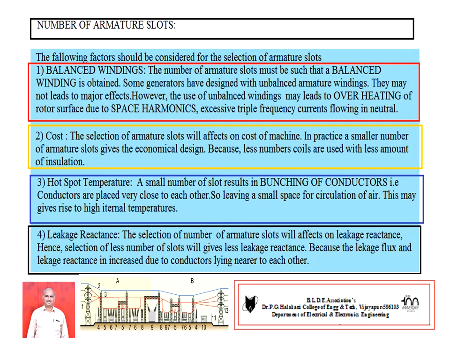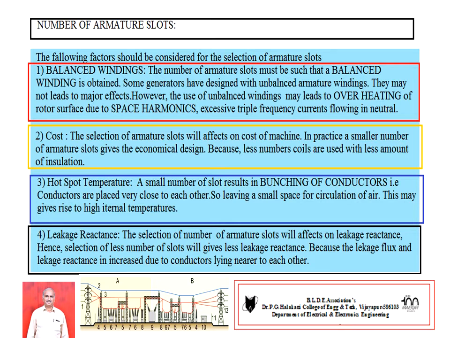So next, a very important concept, the choice of armature slots. It is very important as per the consideration of exam. It may be asked for 8 to 10 marks. First you make the list, then again you go on discussing. The following factors will affect the choice of armature slots. Number 1, balanced winding. The number of armature slots should be such as to obtain balanced winding.